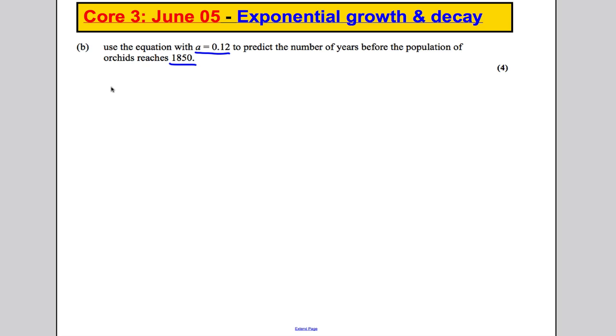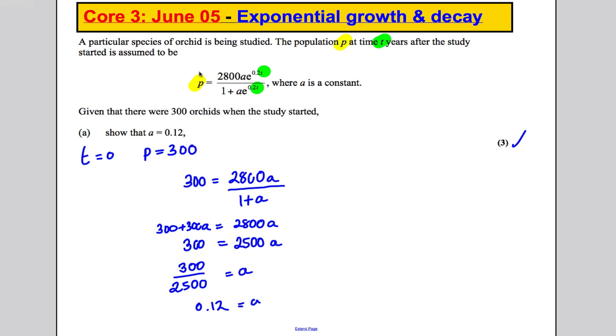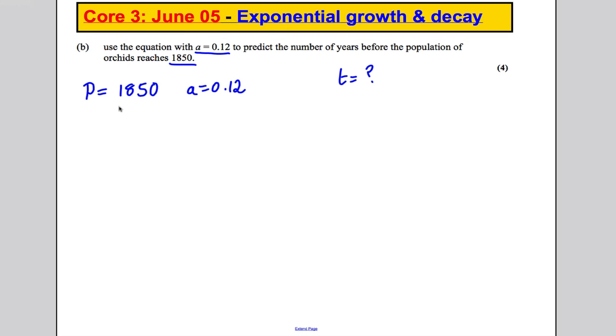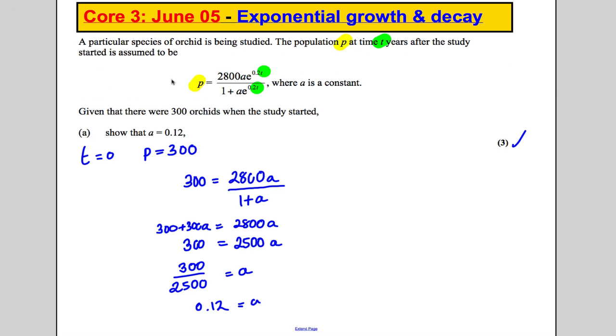reaches this. So we are trying to solve an equation where we're told that P is 1,850. We are told that A is equal to 0.12. And we want to know T, what T makes that happen. Here is our equation, so let's use our equation.